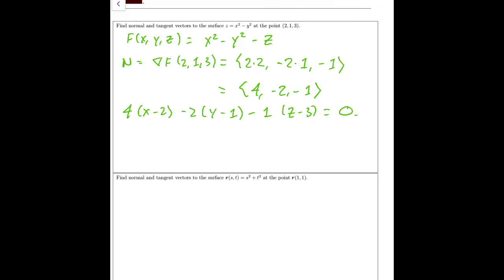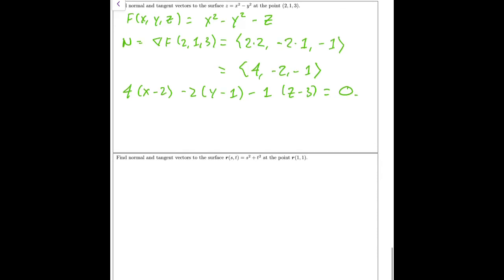Okay, so now we have the normal vector. Now we want to find two tangent vectors. So we're going to use the plane to find two tangent vectors. So let's find 2 points on the plane. So we know, of course, the point (2, 1, 3) lies on this plane. So now let's look for a point where the x and y coordinates are equal to 0.